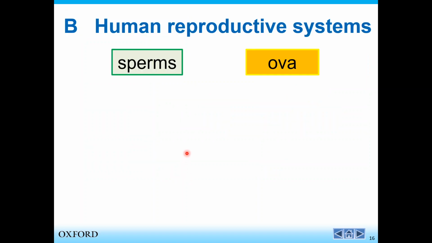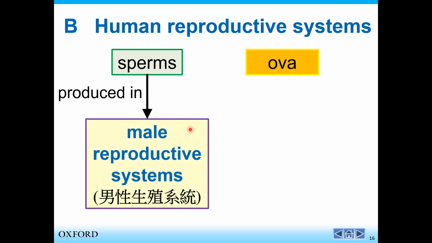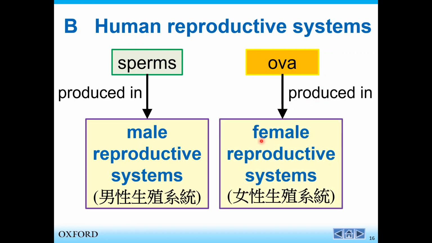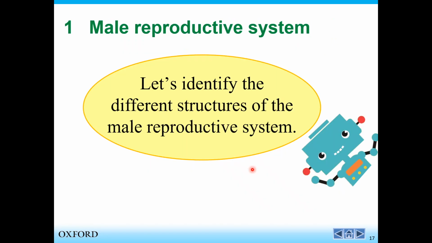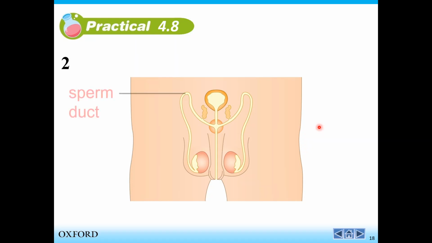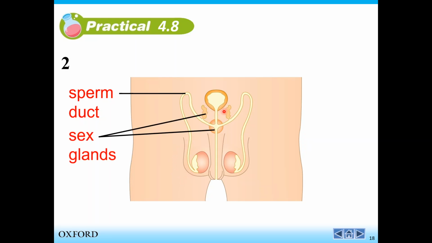So let's talk about the human reproductive system. Reproductive system means 生殖系統. Okay, so sperms and ova are produced by the reproductive system. The sperm is produced in the male reproductive system, and the ovum or ova are produced in the female reproductive system. So let us identify the different structures of the male reproductive system. Okay, so this is the sperm duct, 輸精管. These three are sex glands.